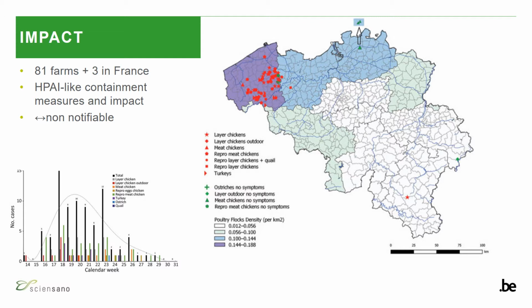The outbreak affected 81 farms in Belgium and 3 in France and occurred in a densely populated poultry area in the west of Belgium mostly, and the containment measurements and the economic impact were more HPAI-like, although it was a non-notifiable virus by legal definition.